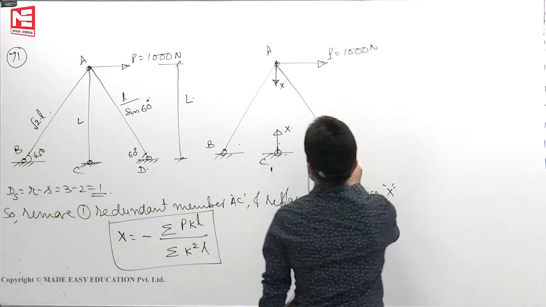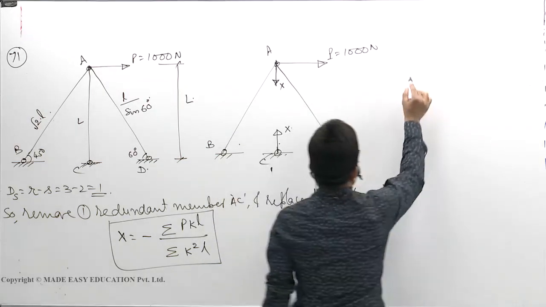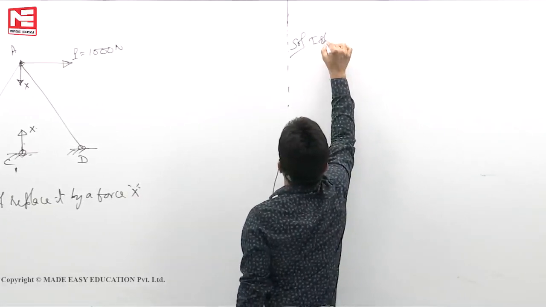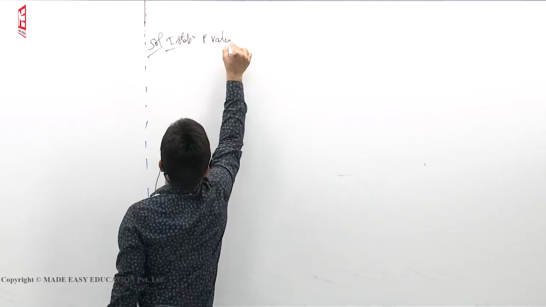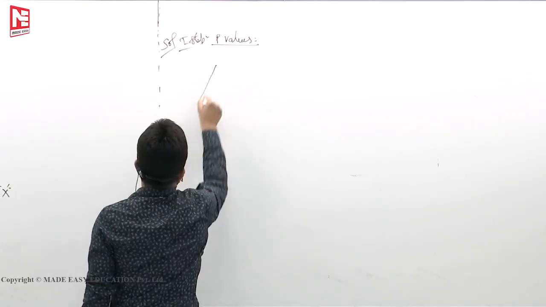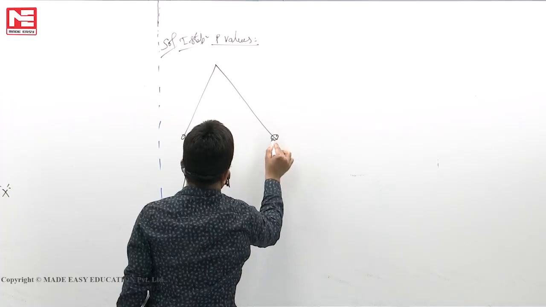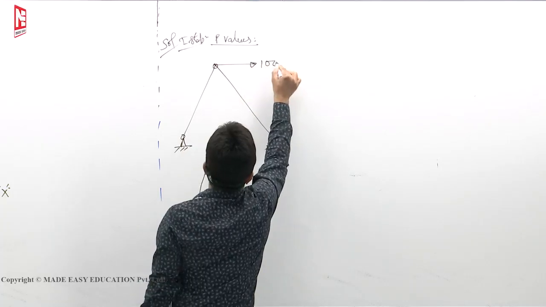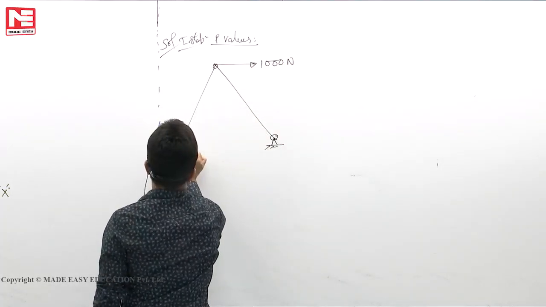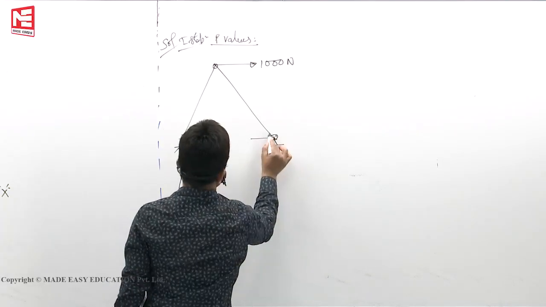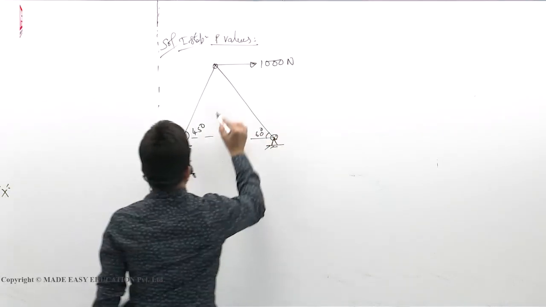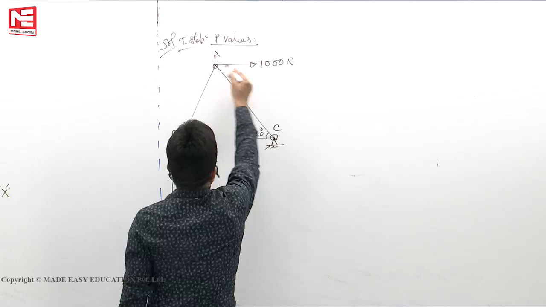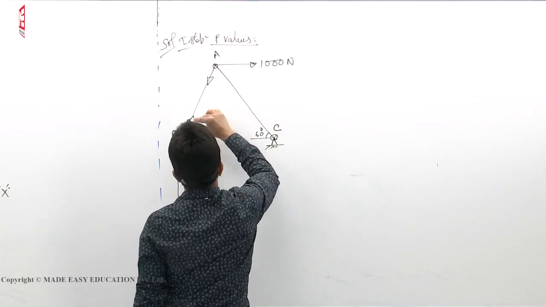Okay. Next, the first point is P values. When load P is applied, we will write here P values. Hinge supports are there. This is 1000. This is 45 degrees. This is 60 degrees. This point is A. This point is B. This is C. When I pull it like this, it is under tension. This is under compression.